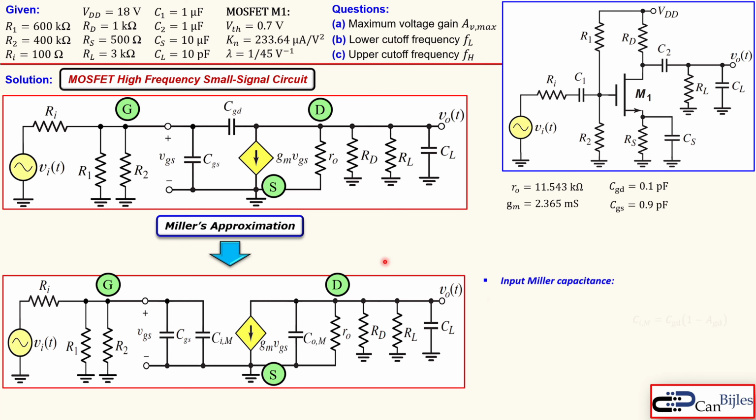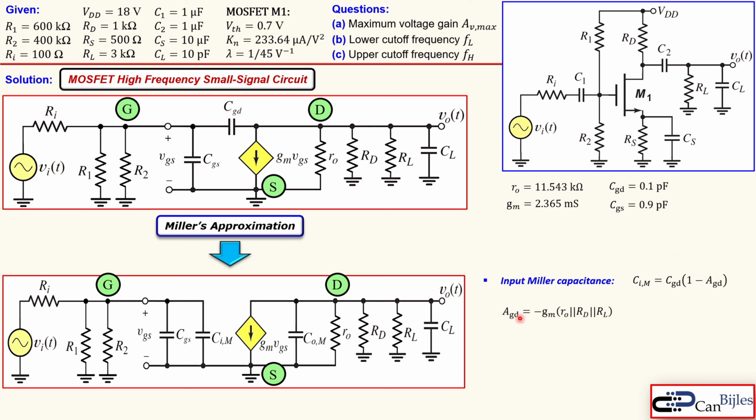First, the input Miller capacitors. The formula for that is shown here. So you see the feedback capacitor CGD will be reflected on the input, calling the input capacitor, Miller capacitor, given by this formula. So CGD times the 1 minus the voltage gain between the gate to drain. That's what's actually shown here.